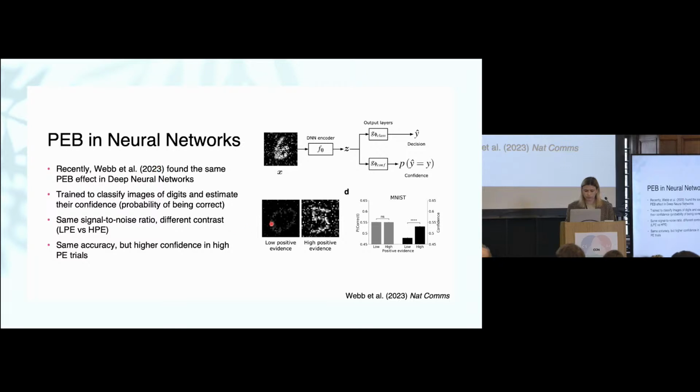So they basically took these digits from the MNIST dataset and they superimposed randomly scattered pixels and manipulated contrast. So they also ended up having high positive evidence and low positive evidence conditions. And then they trained neural networks to first classify the digit that was presented to them and then to estimate their confidence, so probability of being correct. And what they found is that similarly, despite no significant difference in accuracy, neural networks were significantly more confident in the high positive evidence condition.